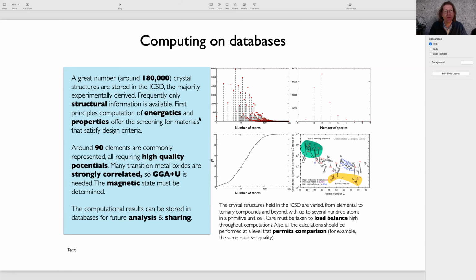So actually, we really need to be able to treat around 90 or 100 different elements well if we're going to be doing relevant DFT calculations. That means we have to have good pseudopotentials for all of those elements. And I mentioned briefly at the start that was something I was responsible for in the CASTEP code.